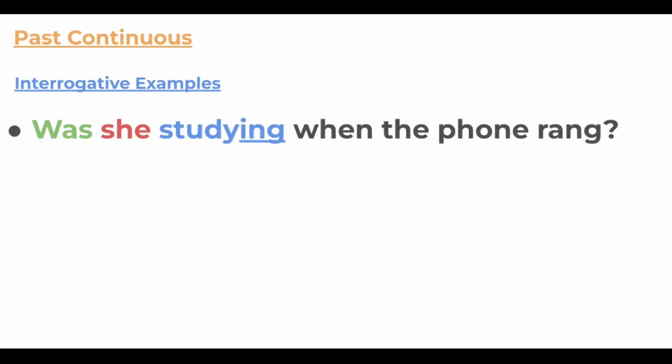Was she studying when the phone rang? So there we have our question. If we were to revert it back to a statement, what would we do? Well, we would invert or swap the subject and the verb to be. So we'd swap, wasn't she, in this situation. But as it is, we want a question, so we start with the verb to be in its past tense form.